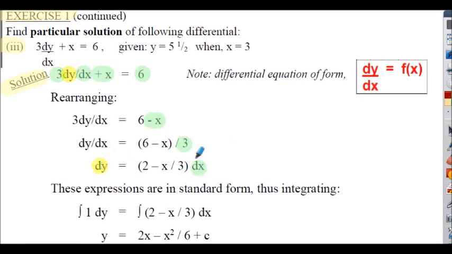So now I have dy is equal to, in the bracket, 2 minus x divided by 3. I'm just dividing both terms in the bracket by 3 here, multiplied by dx. Again, the expressions on both sides are in standard form, so we can directly integrate. So integrating 1 with respect to y, y. Integrating 2 with respect to x becomes 2x. Integrating the minus x divided by 3 with respect to x becomes minus x squared divided by 6. And I've added my constant of integration on the right hand side here.